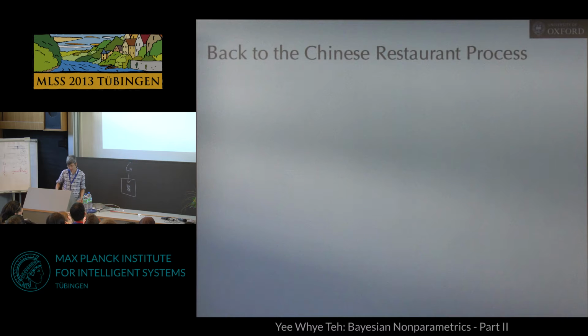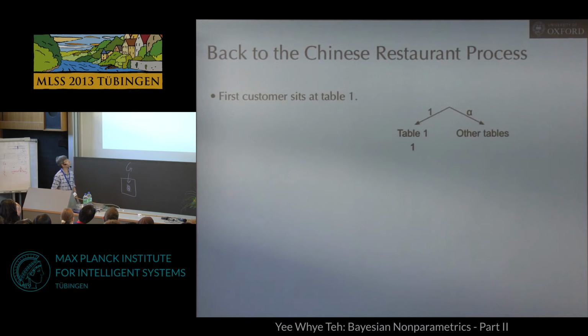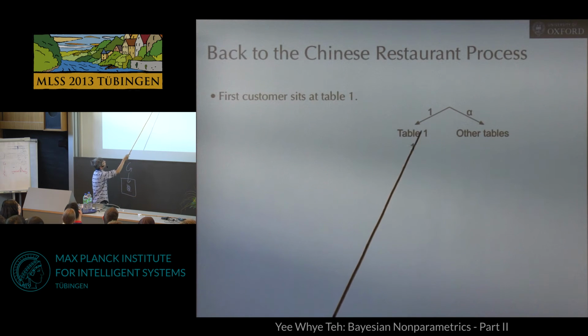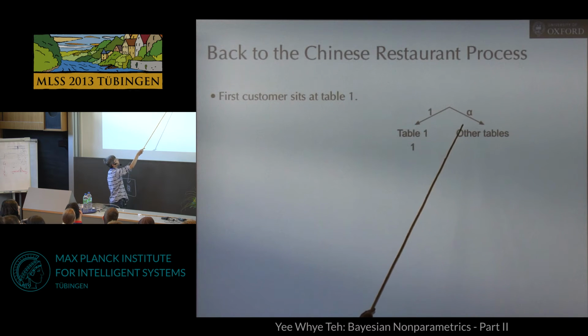We can get the stick-breaking construction by going back to the CRP and looking at how that leads to it. Recall that the first customer is always going to sit at the first table. Let me write down the decision for future customers in the following way. I'm going to have a table 1 here and other tables there. The second customer is going to sit at table 1 with probability proportional to 1, and at some other table with probability proportional to alpha.